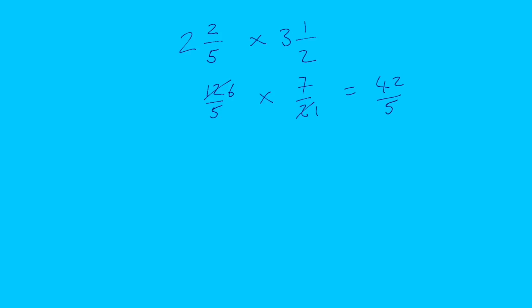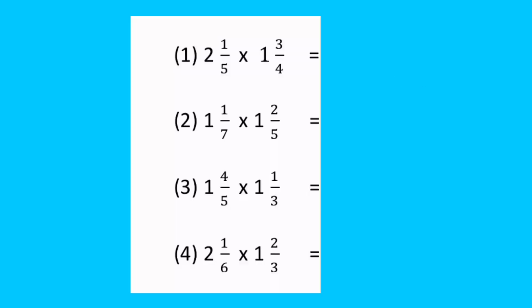Okay, remember, we can't leave this answer as an improper fraction. We need to change it to a mixed number. So 5 divides into 42 8 times. And we have 2/5 left over. So this is my final answer, 8 2/5.